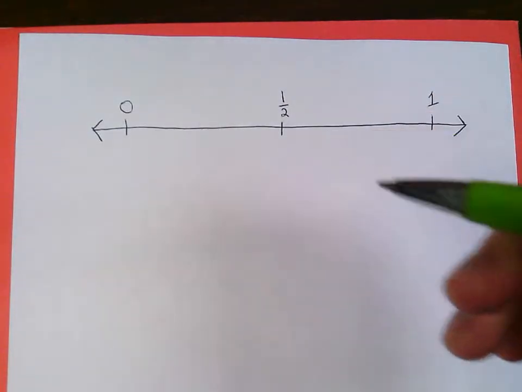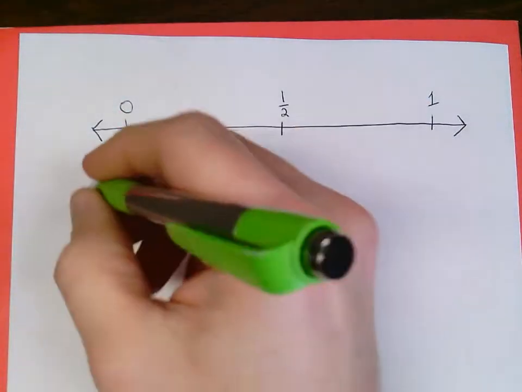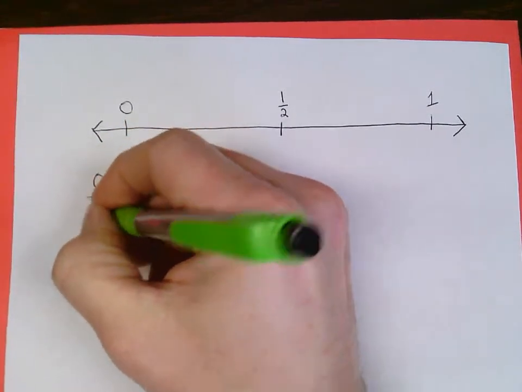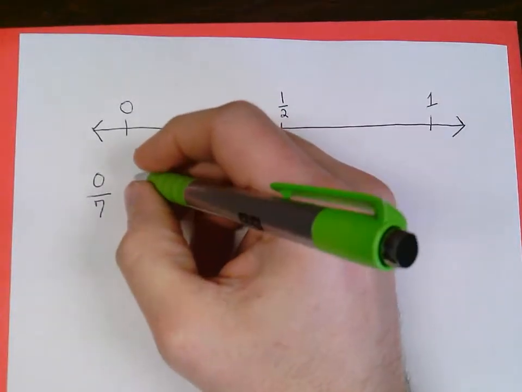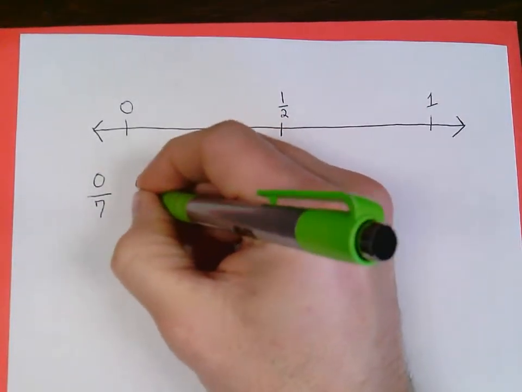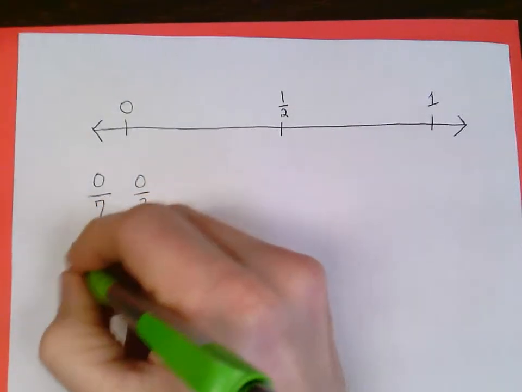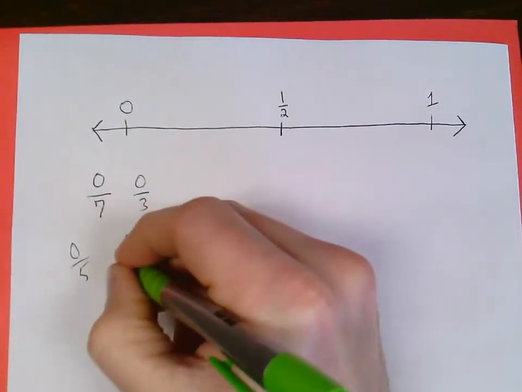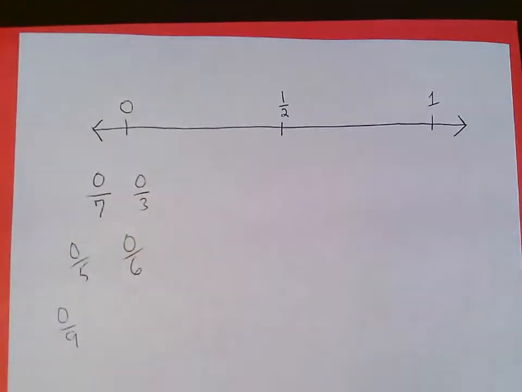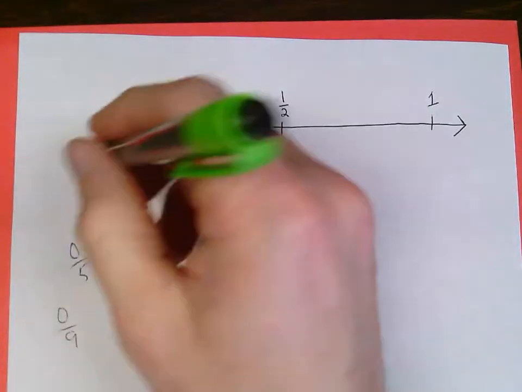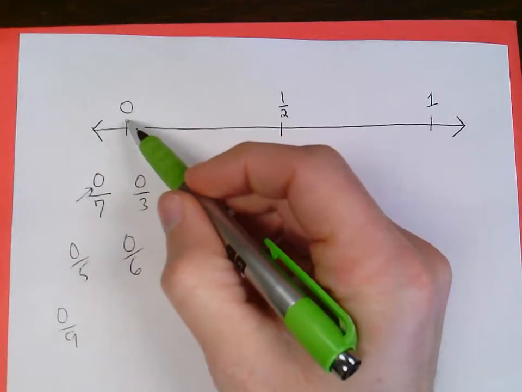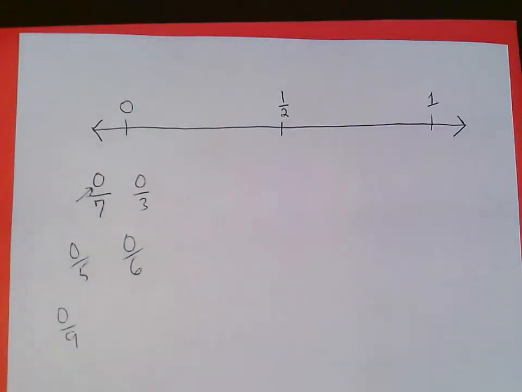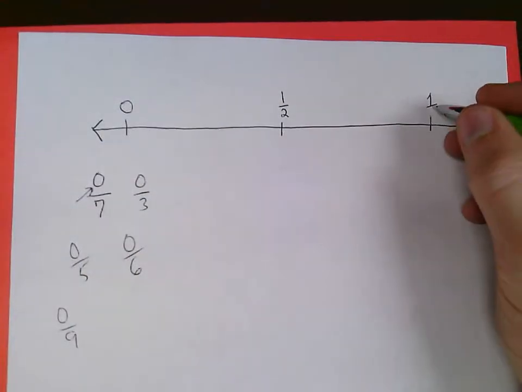Now, fractions that equal 0 are any fraction with a 0 in the numerator. So 0/7 equals 0. 0/3 equals 0. 0/5 equals 0. 0/6, 0/9, all of those equal 0. Anytime we have a fraction and the numerator is a 0, that fraction is going to be equal to 0. Over at this end we have 1.